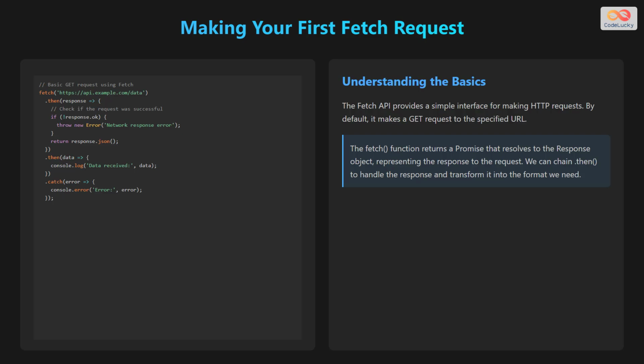In the code example, a basic GET request is made using fetch. The response is then checked to see if it's okay. If not, a new error is thrown. If it is okay, the response is converted to a JSON object. Finally, the data is logged on the console. In case of an error during the fetch operation, the error is caught and logged on the console.